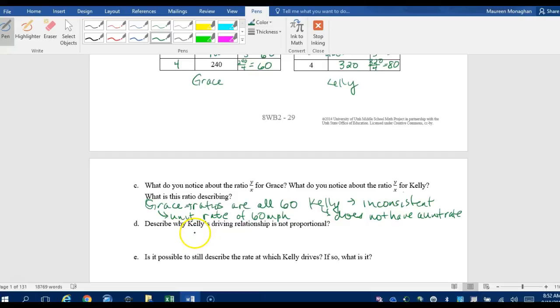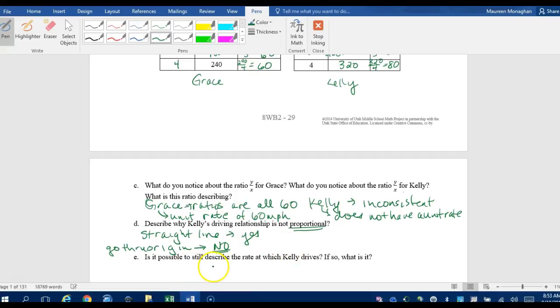Describe why Kelly's driving relationship is not proportional. Well, there's 2 things we have to look for. Is it a straight line? Yes. So that's a yes. Does it go through the origin? Does it? No. So if both of these aren't yeses, then it's not going to be proportional. So that would describe why Kelly's is not proportional.